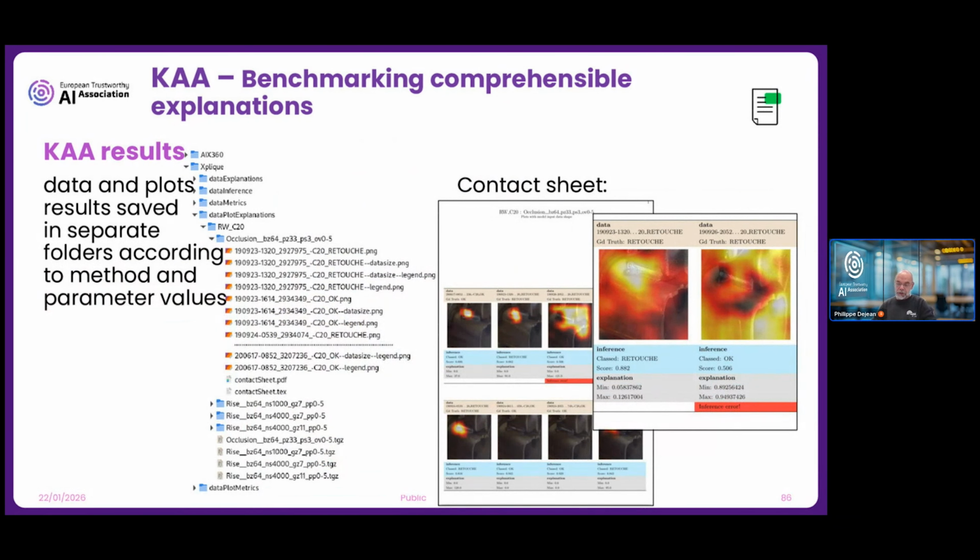To compare results and write an efficient benchmark report, IPD saves all data and plots in separate folders according to libraries, methods, and parameter values. Each run generates on demand a contact sheet in which you can see all the results with information on ground truth, inference, and explanation. The plots can be made on both the image size with which the user is familiar and the size needed by the model to be more precise.